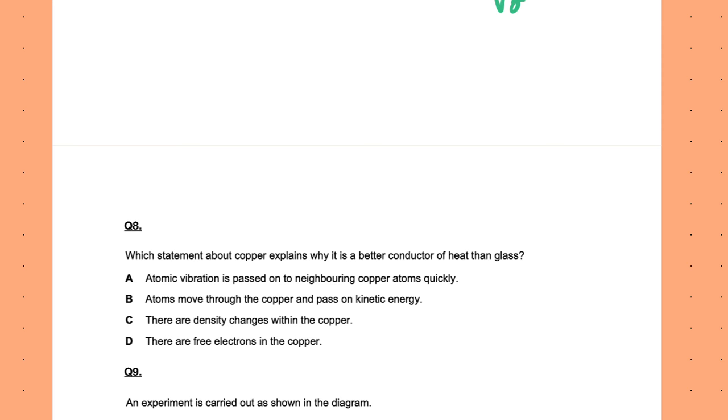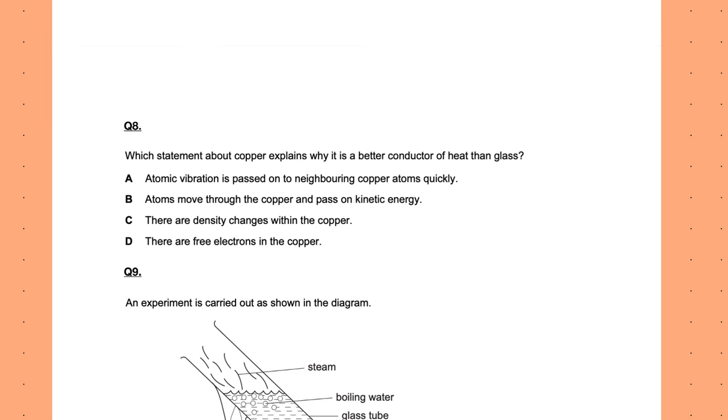Question 8. Which statement about copper explains why it is a better conductor of heat than glass? So better conductor basically is determined from mechanism number 2 of conduction, which is free electron movement. Copper is a metal, so it does have free electrons, right? So that's the answer to this one.